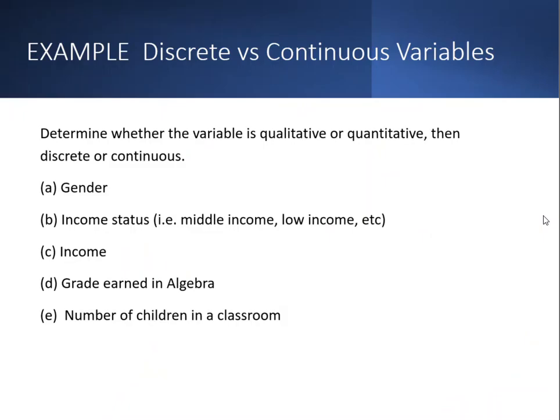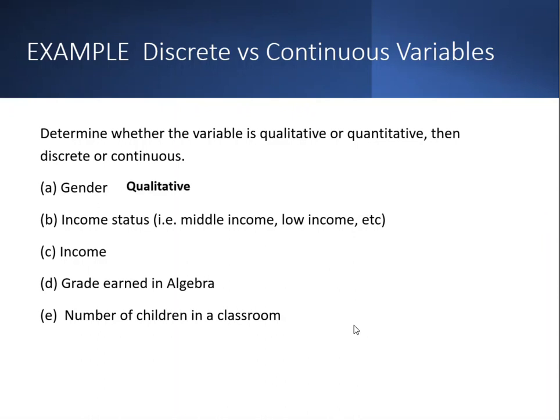Now let's take a moment and see if we can not only determine whether or not a variable is qualitative or quantitative, but if it's quantitative, let's see if we can break it down further and identify discrete versus continuous. So the first example we have here would be gender. Well, gender is not really a measurement. That is some sort of attribute. That means that it would be qualitative in nature.